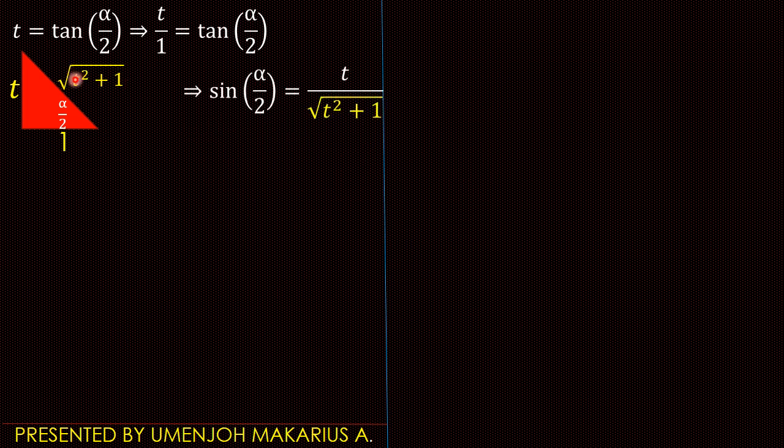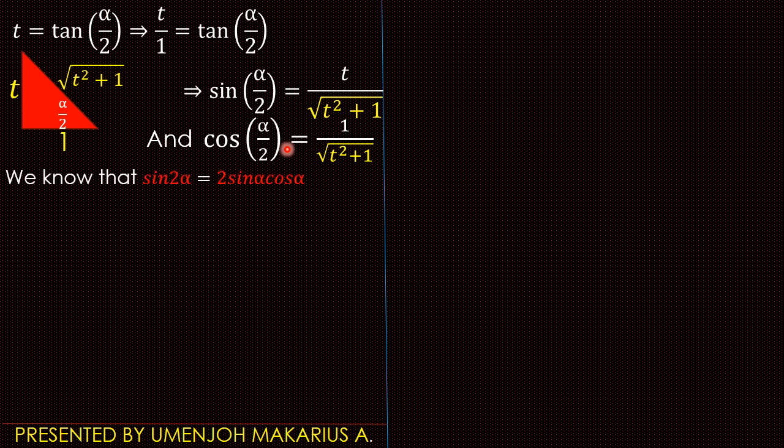So from here we can deduce that sine of alpha over 2 is opposite over hypotenuse. The opposite here is t and the hypotenuse is the square root of 1 plus t squared. So that's what we have here. Then similarly, we can see that cos of alpha over 2 can be given as adjacent over hypotenuse. Adjacent is 1, hypotenuse is the square root of t squared plus 1. So this is what we have here.